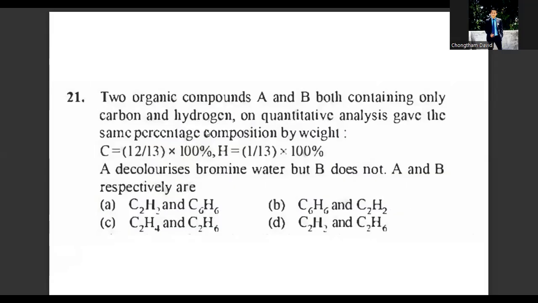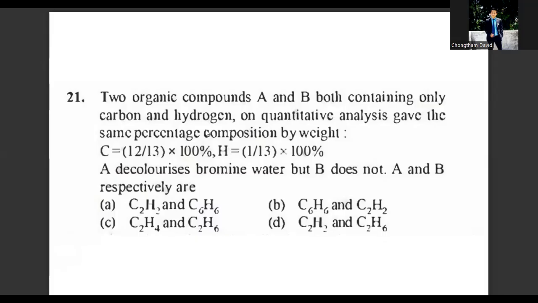Now let's see question number 21. Two organic compounds A and B, both containing only carbon and hydrogen, on quantitative analysis gave the same percentage composition by weight. Carbon equals 12 by 13 into 100%, hydrogen equals 1 by 13 into 100%. A decolorizes bromine water, but B does not. A and B respectively are. You have to find out which is A, which is B.